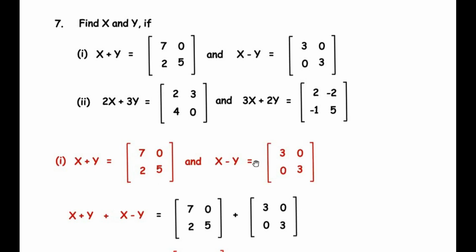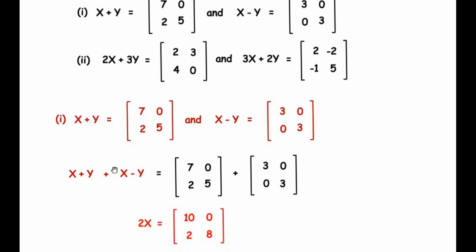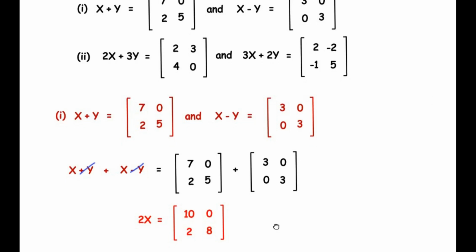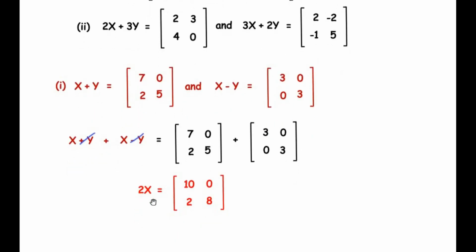Now let us add the left hand sides of both the equations and the right hand sides of both the equations. So here the left hand side is going to be x plus y plus x minus y is equal to, now adding the right hand sides, so it is going to be this matrix plus this matrix. Now if we look at the left hand side, plus y and minus y can be cancelled because they are like terms. So adding x plus x we get 2x is equal to, now adding the right hand side elements, 7 plus 3 is 10, 0 plus 0 is 0, 2 plus 0 is 2, and 5 plus 3 is 8. Now let us take 2 on the other side of the equal to sign.